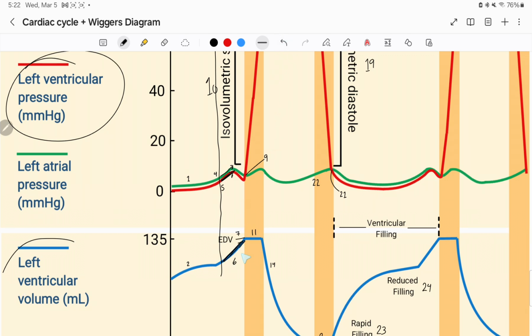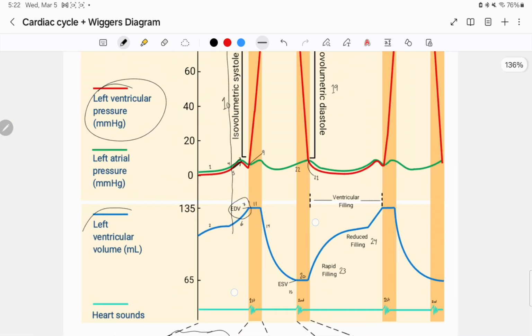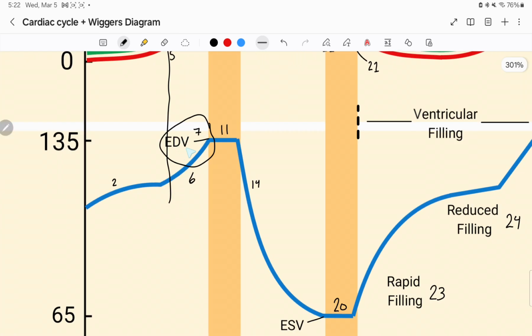Now, this process of active filling will continue to occur until we reach the maximum amount of volume that we can fill this ventricle with. And that, my friends, is called the end diastolic volume. The end diastolic volume, number 7 here. The left ventricle reaches the EDV, which is around 135 milliliters.